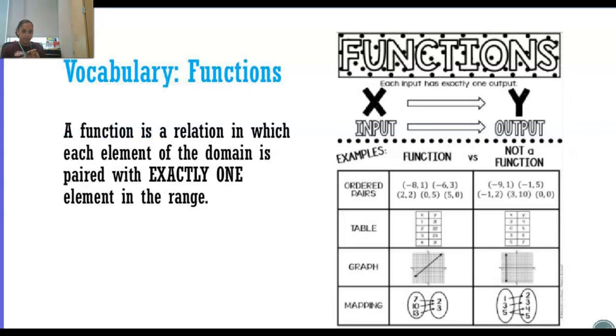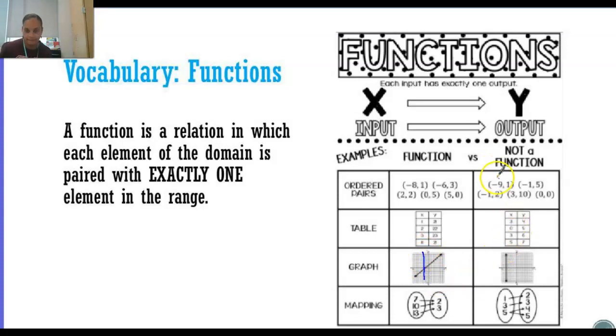So here's the thing. Not all relations are functions. A function is a relation when every element of the domain is paired with exactly one element of the range. Or another way you can think about it, every X value has only one Y value. So for example, these are functions because every X value, none of them repeat, they're only written once. And this passes my vertical line test, which is if I draw a vertical line, it only goes through one point at a time.